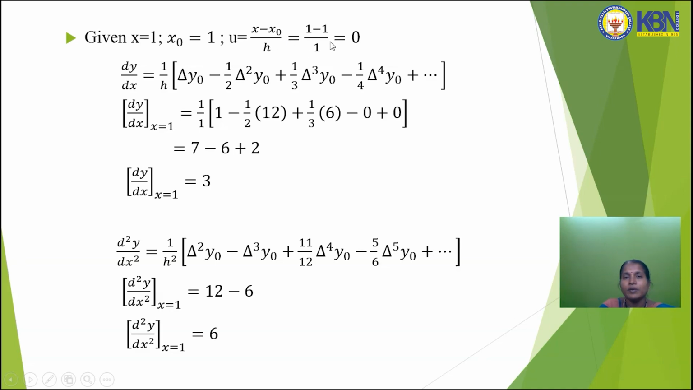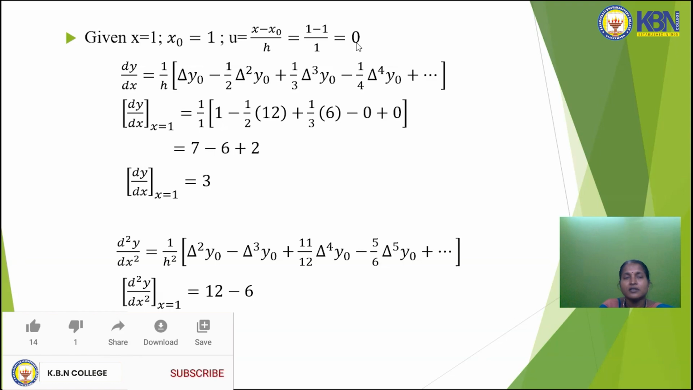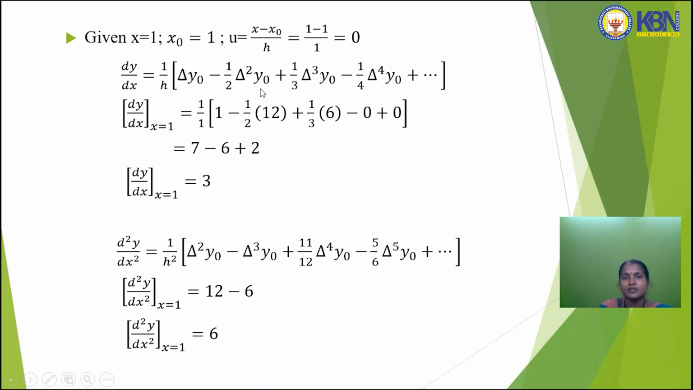That is 1 minus 1 by 1, that is 0. So u value becomes 0, and the dy by dx formula, what is it? 1 by h is equal to delta y naught minus 1 by 2 delta square y naught plus 1 by 3 delta cube y naught minus 1 by 4 delta power 4 y naught plus and so on.